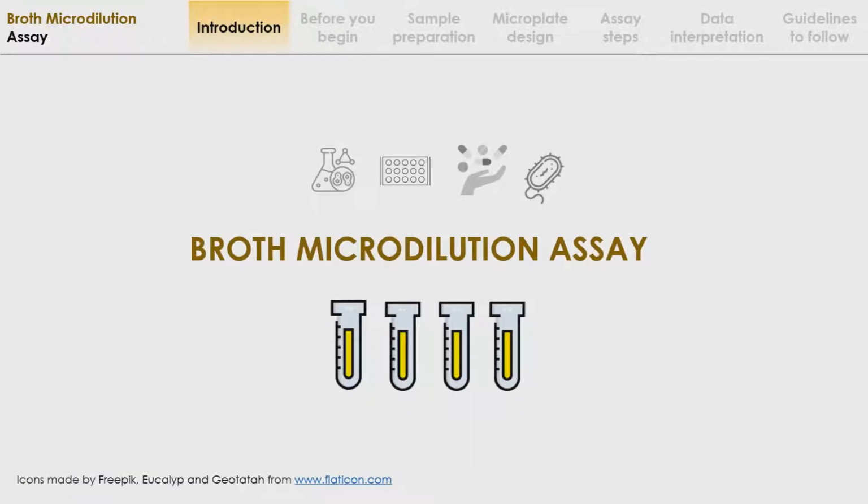The essence of this method is that liquid microbial medium containing increasing concentrations of the antimicrobial agent is inoculated with a defined number of microbial cells. The growth of the microbial strain exposed to the tested agent is compared to its growth in the medium. This method is suitable for testing antibacterial and antifungal compounds. In this course, we will focus solely on testing antibacterial activity.